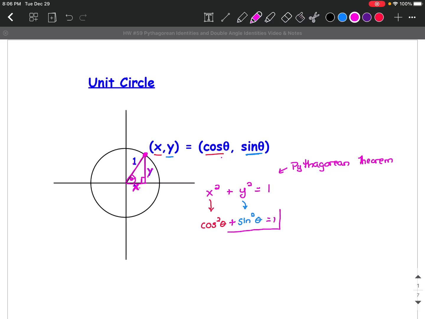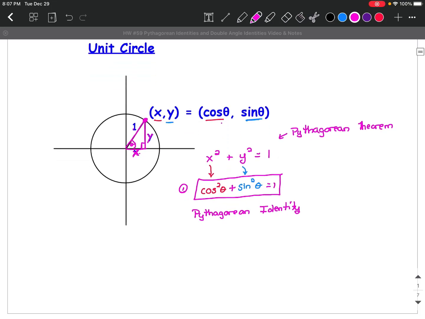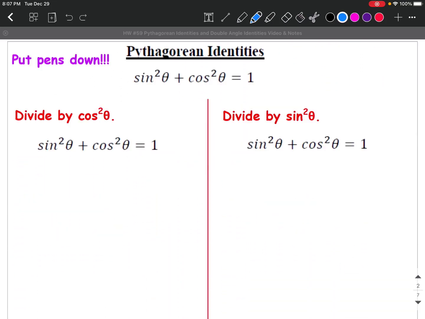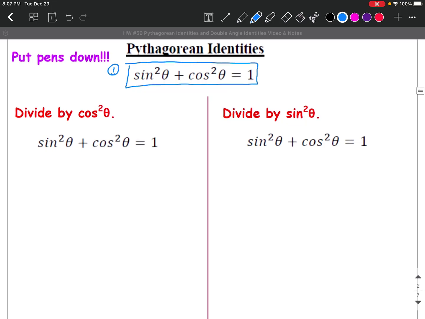And now we have what's known as the Pythagorean identity, or one of the Pythagorean identities. And it's the most basic of the three. This is the first of the three Pythagorean identities. So I'm going to come over here, and this is the first of our Pythagorean identities right here. That's the first one that we just developed using our unit circle.